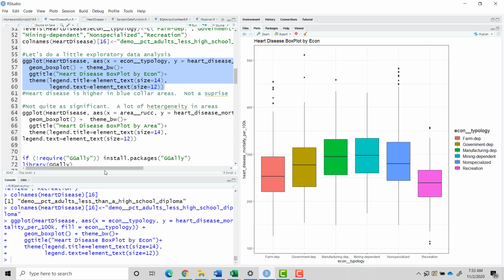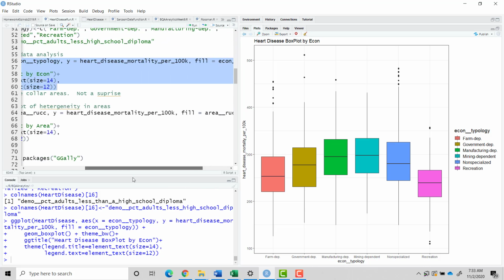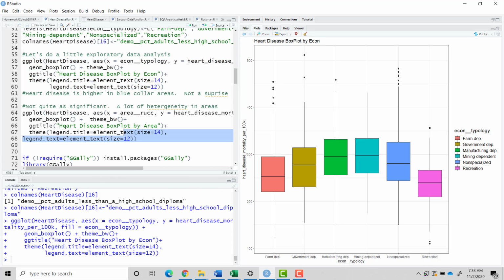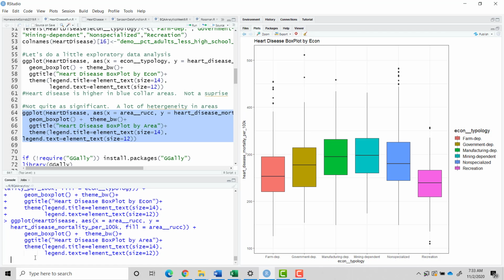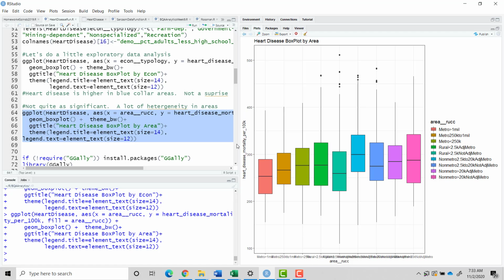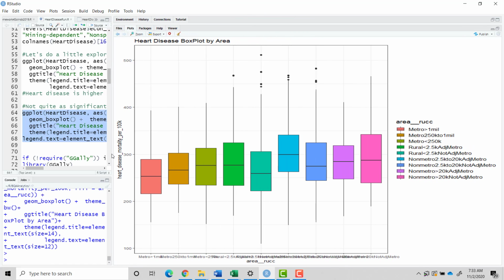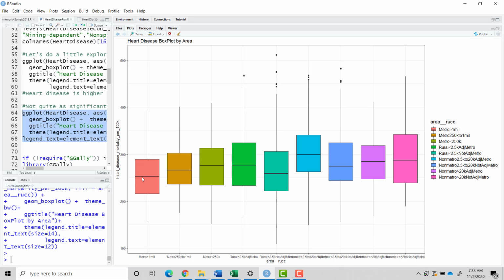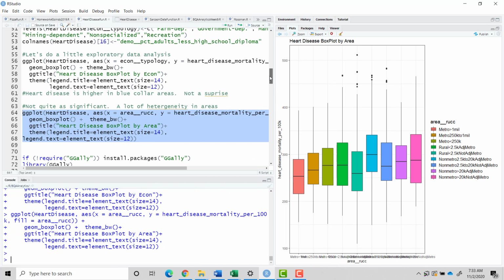Let's just do it by the general area we're looking at, the area RUCC. Interestingly, we've not tested this statistically at the moment, but we see that the metros tend to have lower heart disease rates. Maybe this is just better healthcare, a bigger concentration of educated professionals, rather than some of the non-metro areas. But again, it's not overly significant.